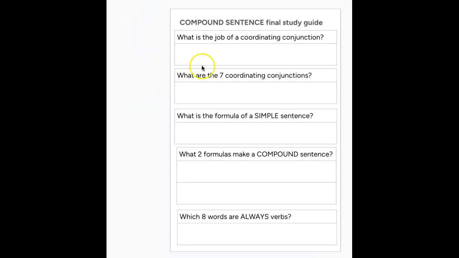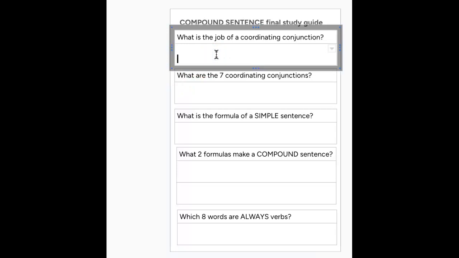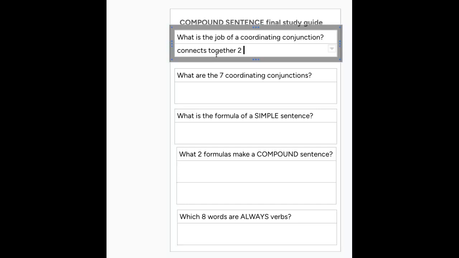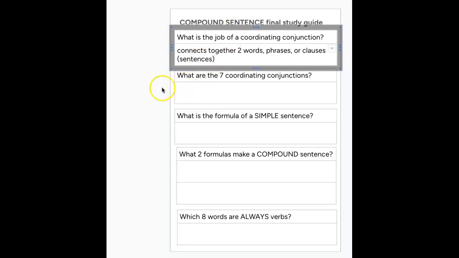All right, so you need to know what the job of a coordinating conjunction is. What does it do? It connects. We talked about co, meaning together or with. It connects together two words or phrases or clauses, and clauses are sometimes sentences. But I want you to move away from this idea that we only use the coordinating conjunction to connect two sentences. They can connect lots of things. It just happens to be that if they connect two sentences, we have a different kind of sentence to look for.